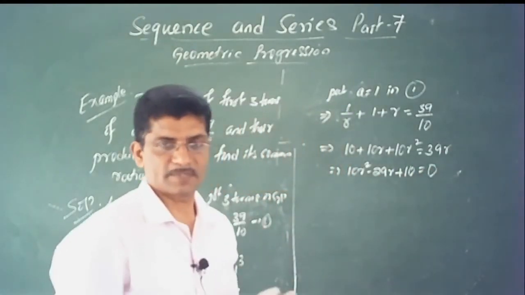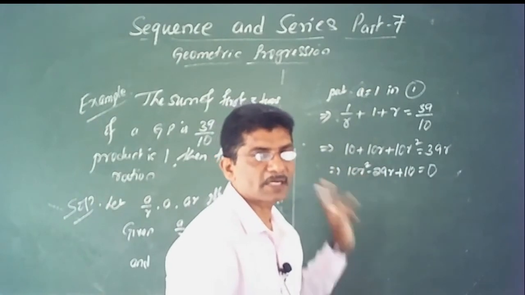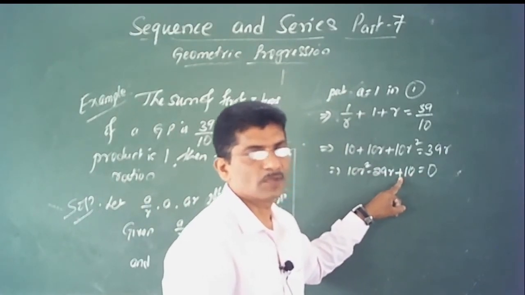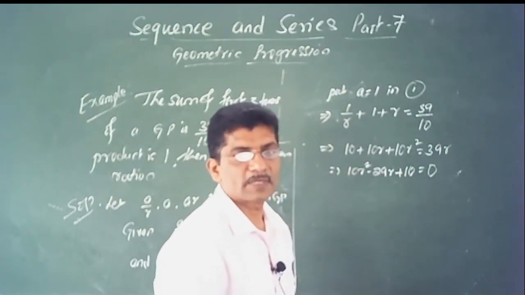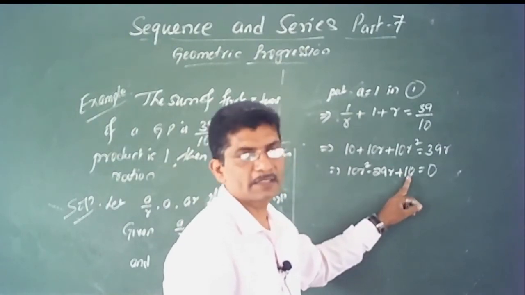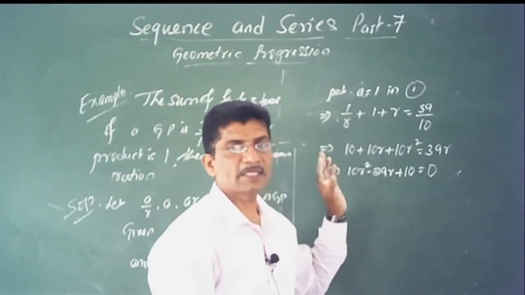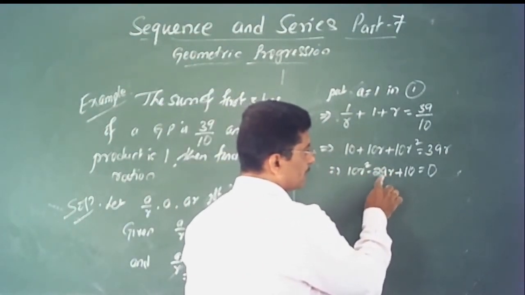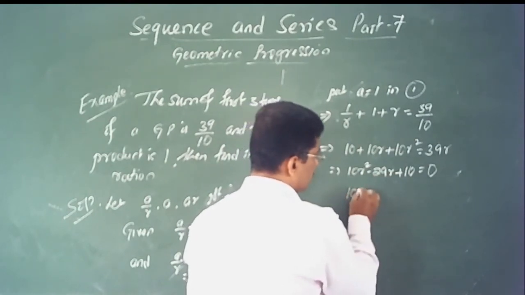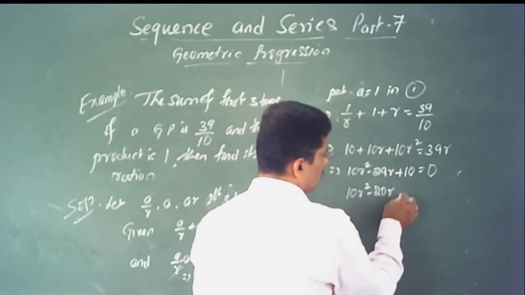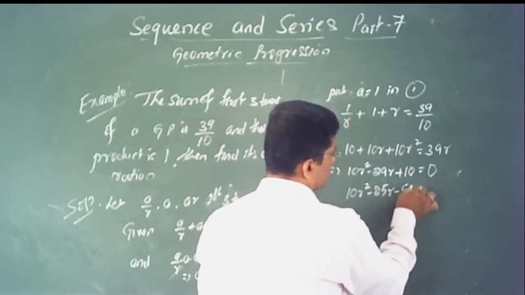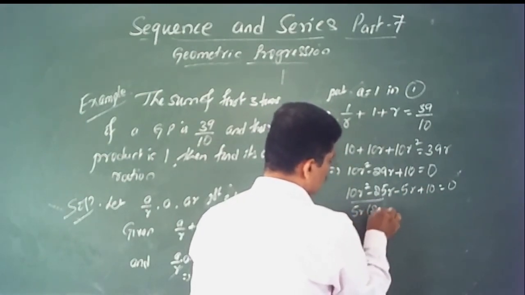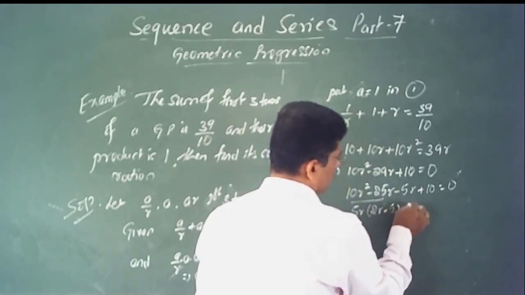Here split the middle term. Minus 29 is split into two parts, both negative, because the product is positive. 10 into 10 means 100. Multiplying the two numbers, the value is 100. Adding those two numbers, the value is minus 29. Therefore, the two numbers are 25 and 4, both negative. So 10R square minus 25R minus 4R plus 10 is equal to 0. We make groups: 5R common terms, and 2R minus 5, and minus 2 is common.